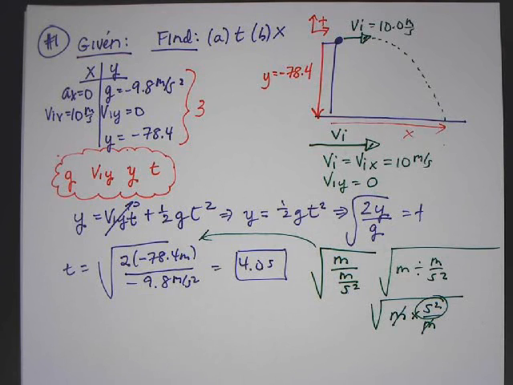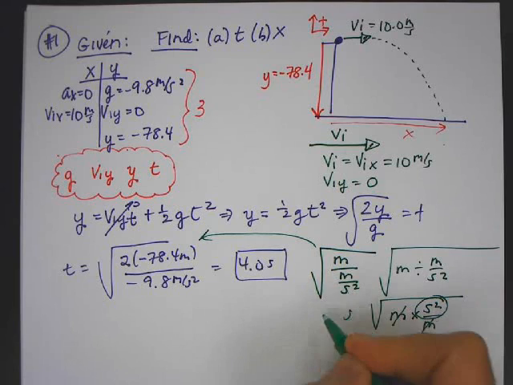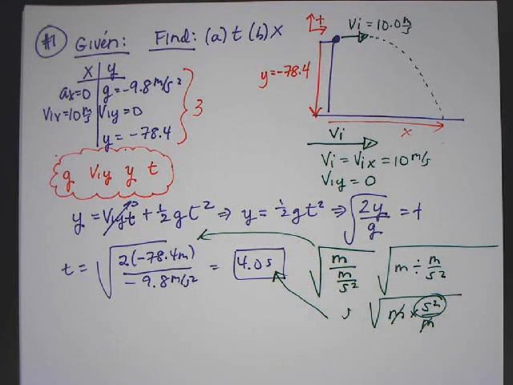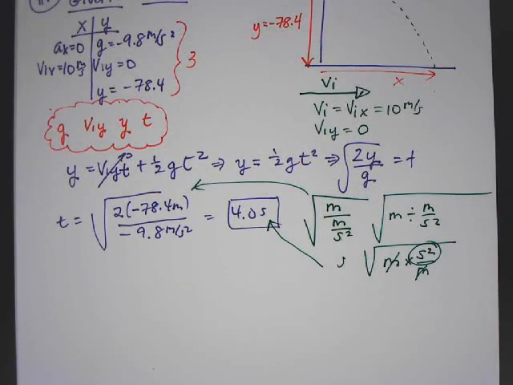When I take the square root of the number, I also have to take the square root of the unit, so my unit ends up being a second, which is the correct unit for time. Remember, whatever mathematical function you do to the number, you do the same thing to the unit. So now I see I didn't make a mistake. All right, part B said, how far from the base of the cliff does the stone strike the ground? So we want to find x.